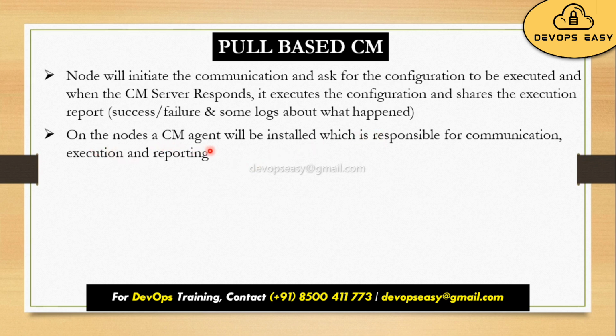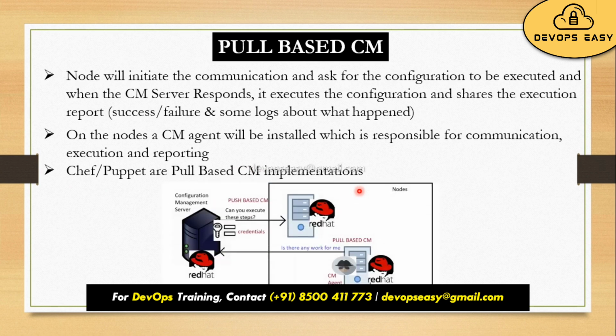On a node, a CM agent will be installed, which is responsible for communication, execution, and reporting. Here the node will communicate with the master, right? So in order to communicate with the master, it should have some agent. So the agent should be installed on the node. Chef and Puppet are pull based configuration management tools.